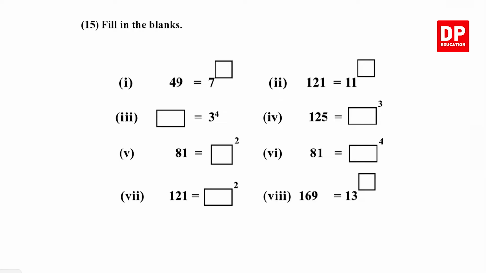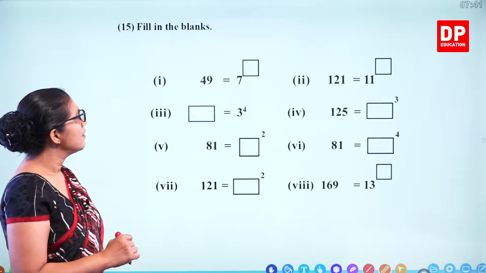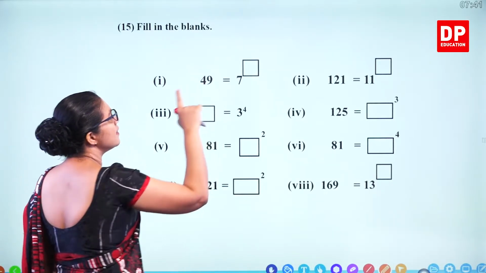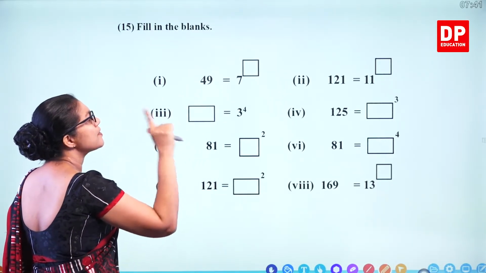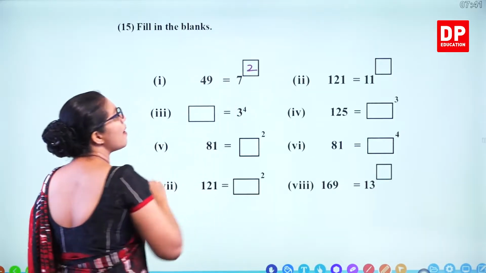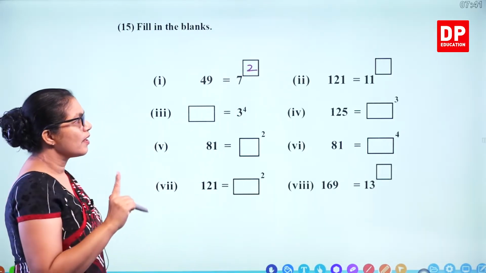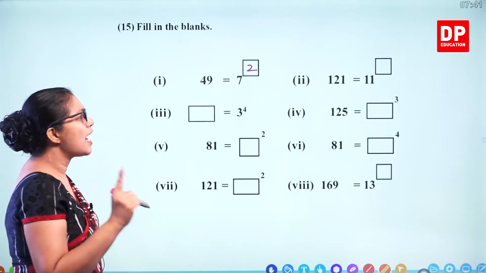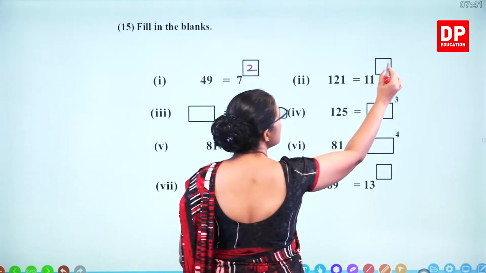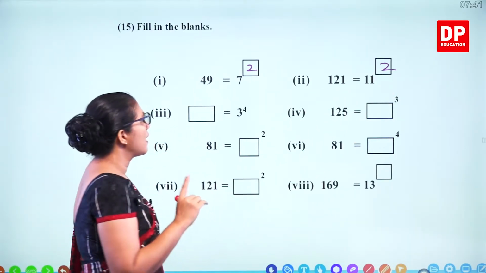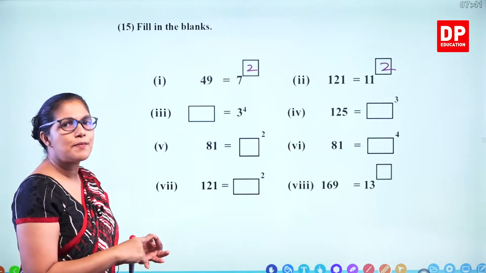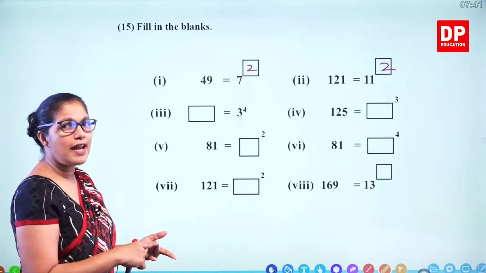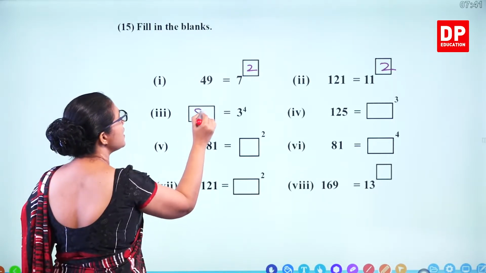Fill in the blanks. 49. So the base is 7. So we know 7 times 7, power is 2. 121 is 11 times 11. So 11 squared. 3 to the power 4. 3 times 3, 9. 3 times 3, 9. 9 times 9, 81.